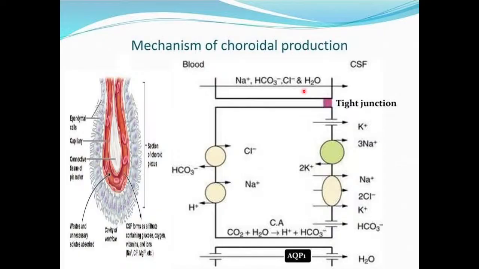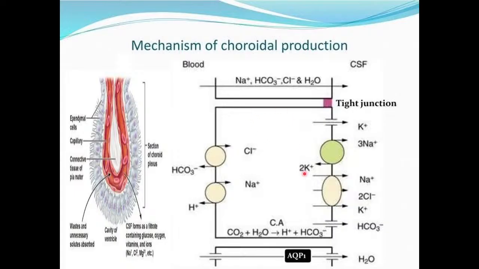So what is the mechanism of formation? This is a histological pictorial diagram of the ependyma lining the choroid plexus. This is a vessel of the choroid plexus that is lined by ependyma. Ependyma is cuboidal, ciliated epithelium. Blood flows inside this choroid plexus and CSF is secreted as an active process.